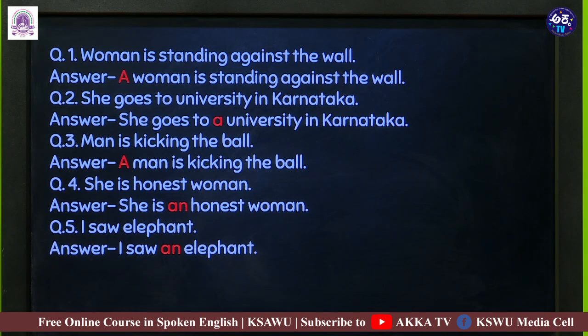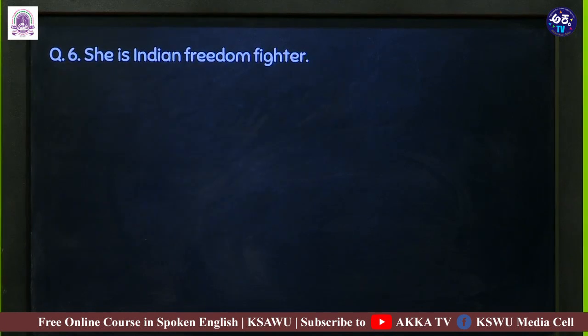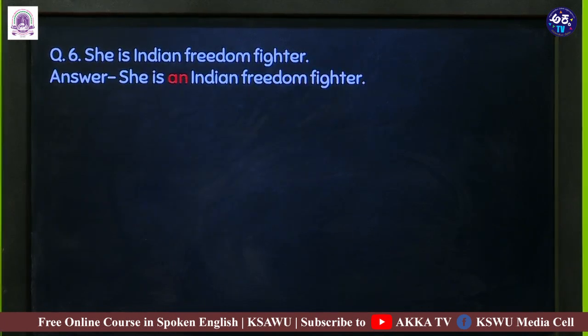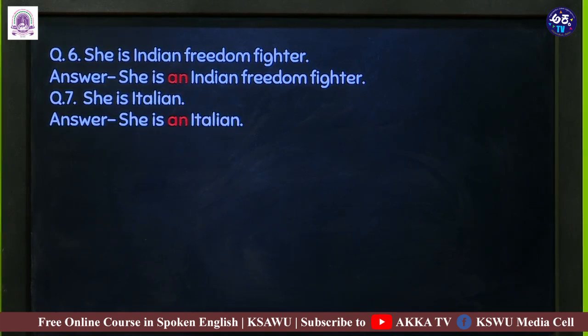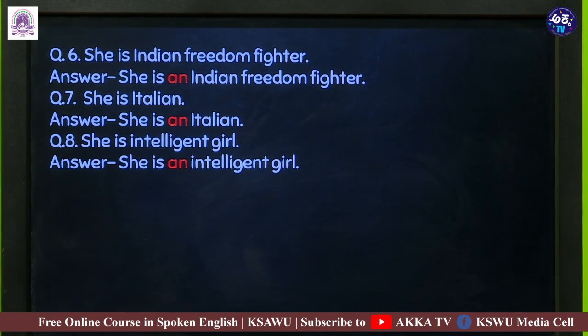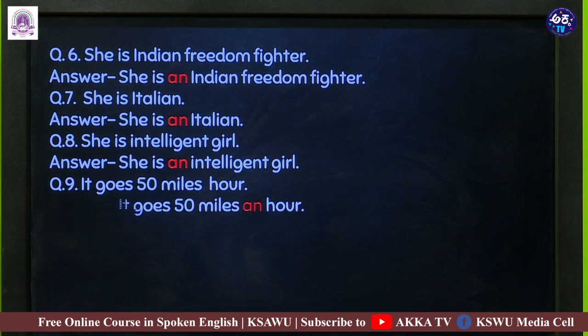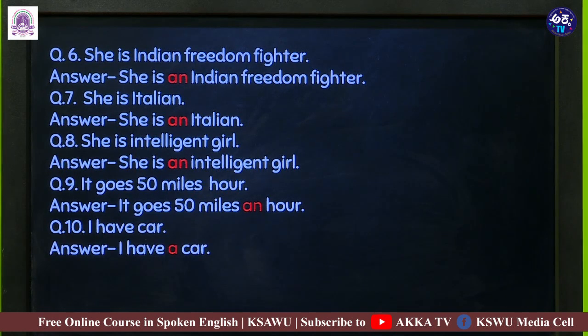I saw elephant. I saw an elephant. She is Indian freedom fighter. She is an Indian freedom fighter. She is Italian. She is an Italian. She is intelligent girl. She is an intelligent girl. It goes 50 miles hour. It goes 50 miles an hour. I have car. I have a car.